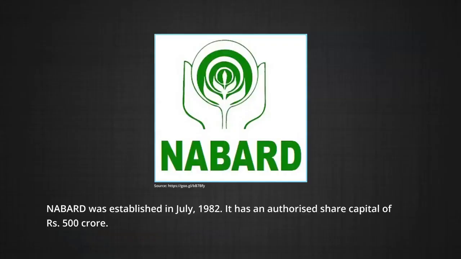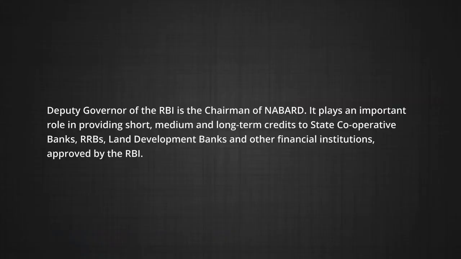Now, come to the point, National Bank for Agriculture and Rural Development, popularly known as NABARD. And we will now discuss the role of NABARD. NABARD was established in July 1982. It has an authorized share capital of rupees 500 crore. The RBI, that is Reserve Bank of India, had contributed half of the share capital, while the other half was contributed by the Government of India. Deputy Governor of the RBI is the chairman of NABARD.